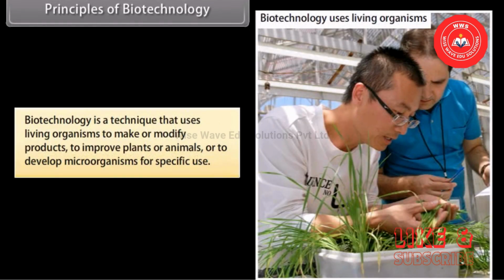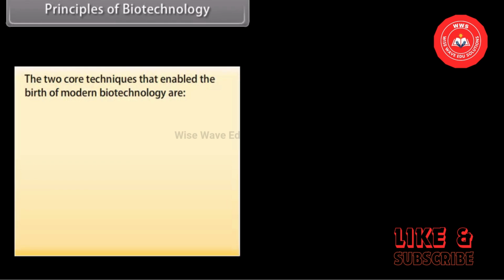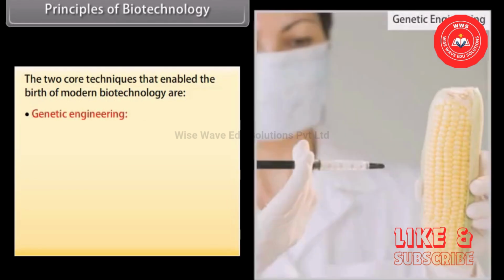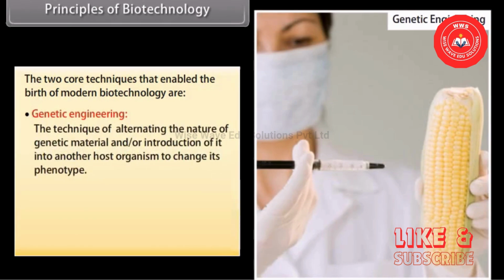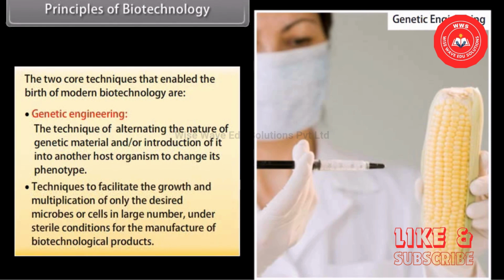Principles of biotechnology. Biotechnology is a technique that uses living organisms to make or modify products to improve plants or animals or to develop microorganisms for a specific use. The two core techniques that enabled the birth of modern biotechnology are genetic engineering, the technique of altering the nature of genetic material and/or introduction of it into another host organism to change its phenotype, and techniques to facilitate the growth and multiplication of only the desired microbes or cells in large number under sterile conditions for the manufacture of biotechnological products.